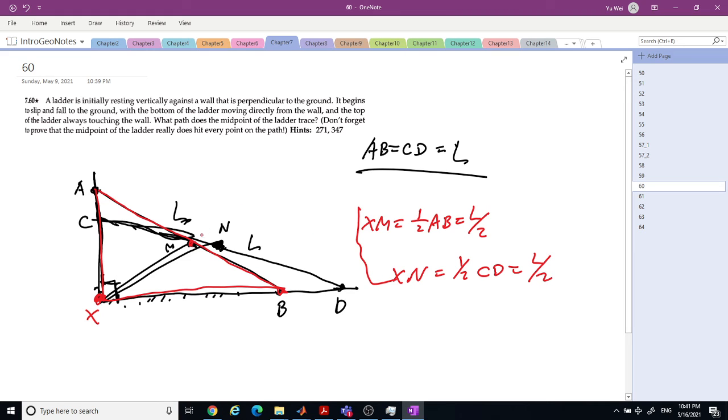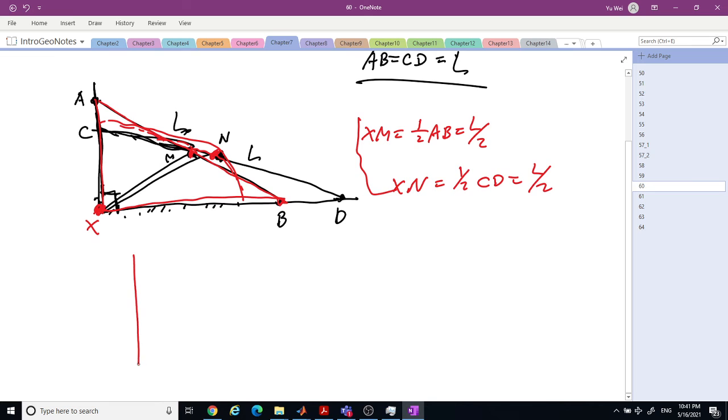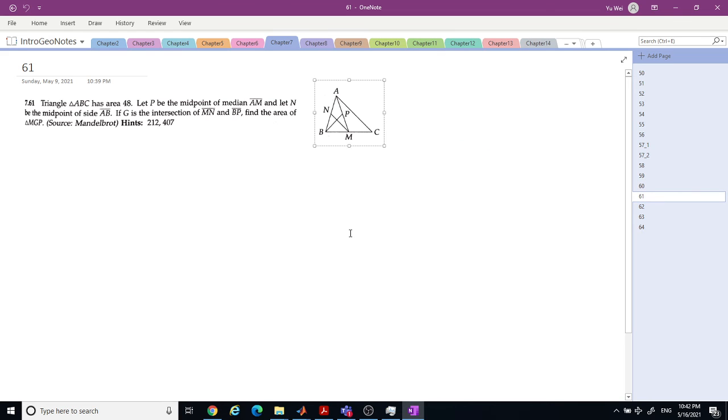So that means the midpoint M and the midpoint N, to the X, are at a constant distance. So that means all the midpoints are on a circle, right? So the midpoint should be on the circle centered at X, and the radius is L over 2. Okay, this is the path of the midpoint. Next.